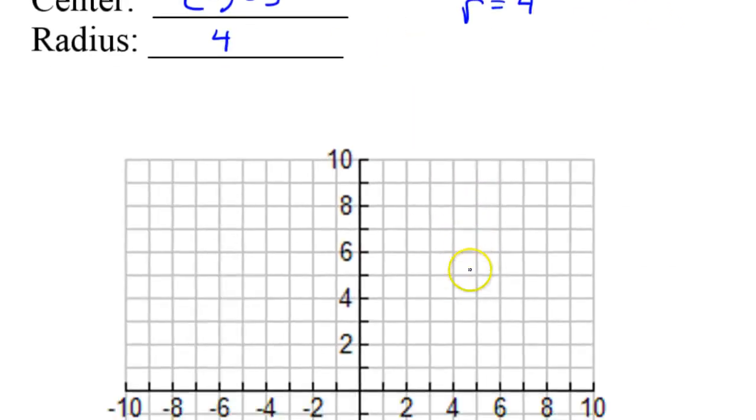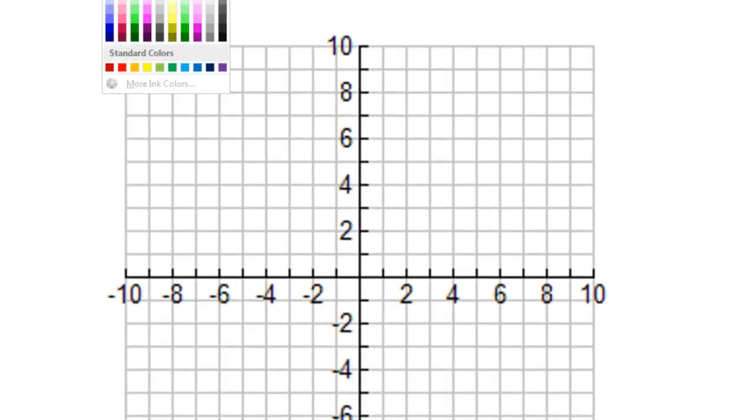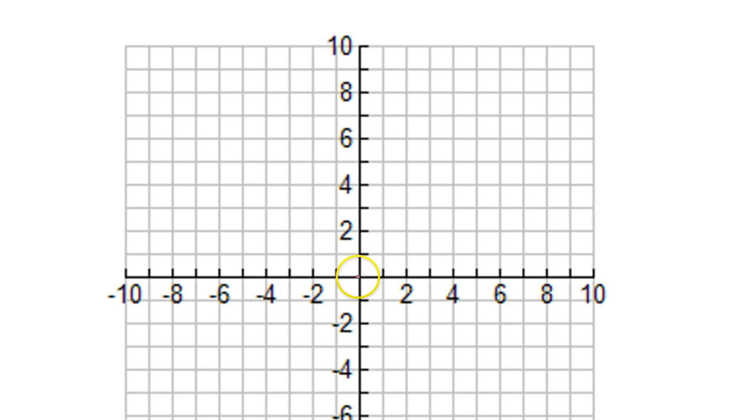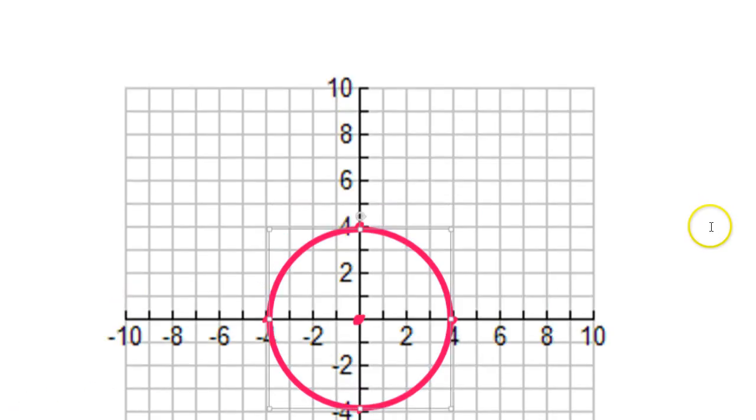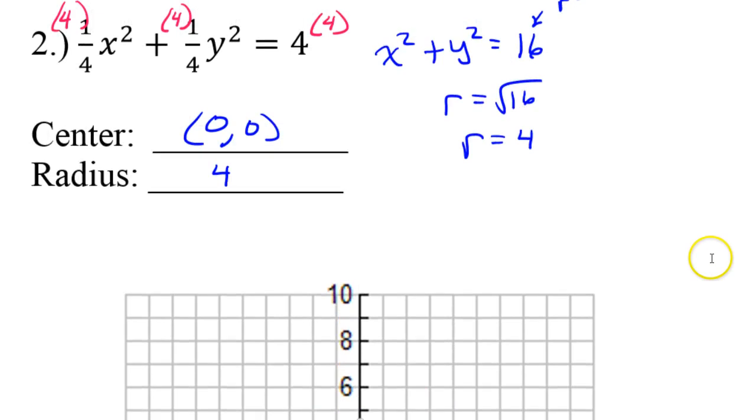So we should be able to graph this very easily once again. Okay, with the center at 0, 0, with the radius 4, I'm just going to go 4 up, down, left, and right. So here's my graph for problem number 2.